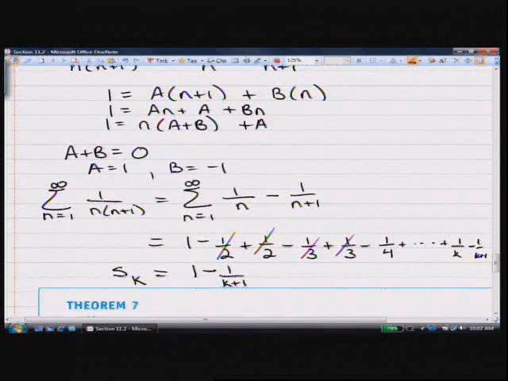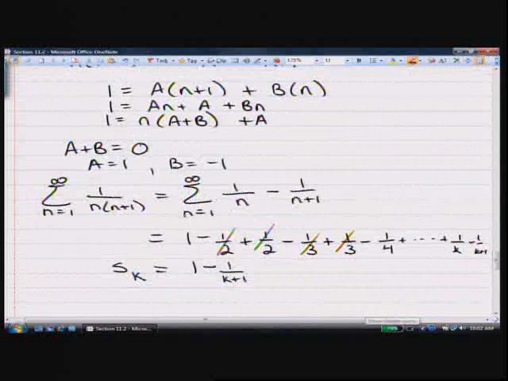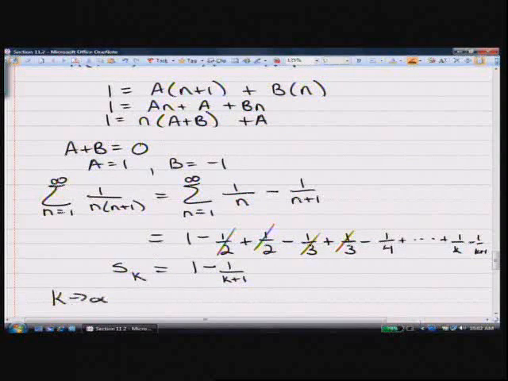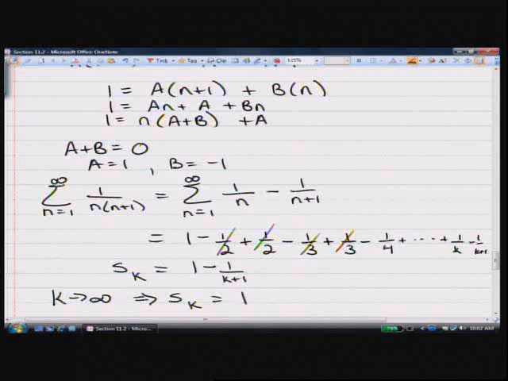And so as k goes to infinity, or you could say n, as k goes to infinity, then this sum, s sub k, is going to go where? To 1. So that is the sum. The series converges, and the sum is 1.